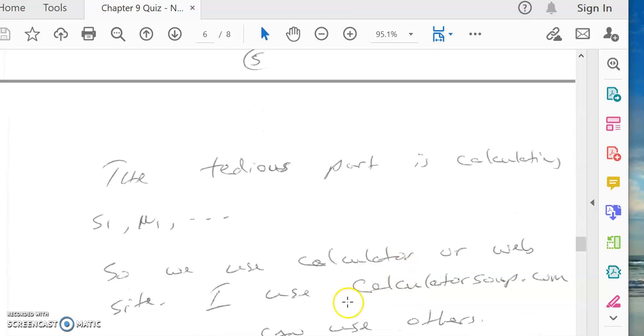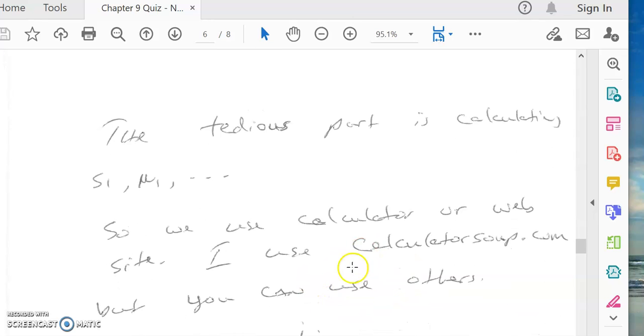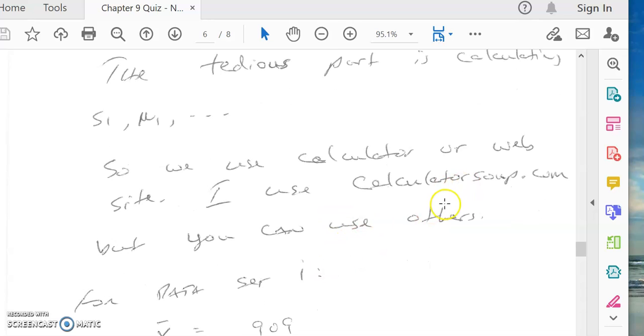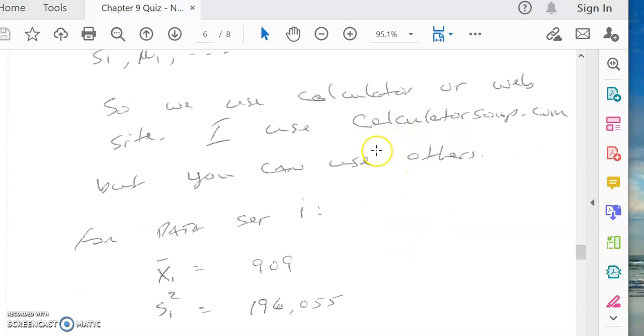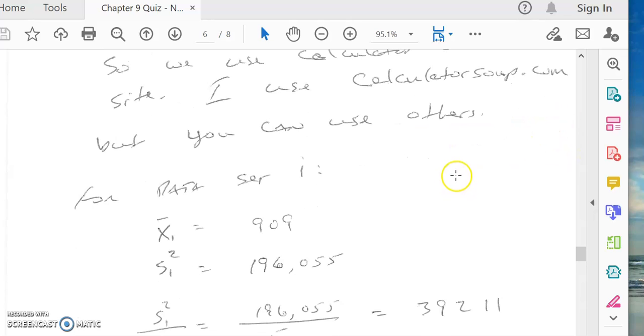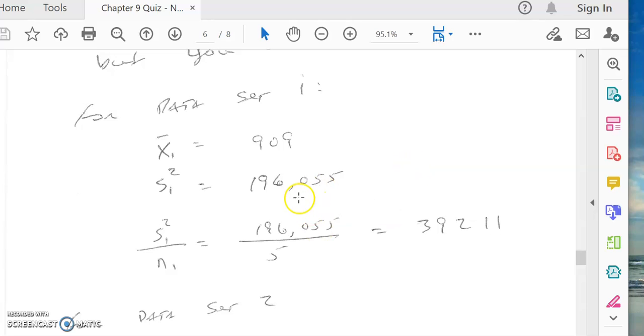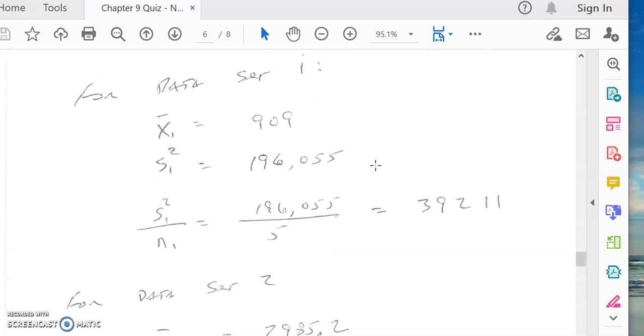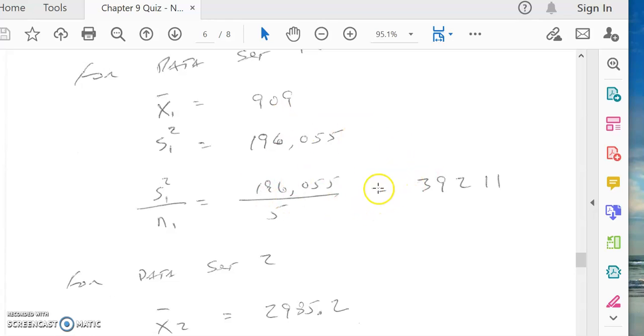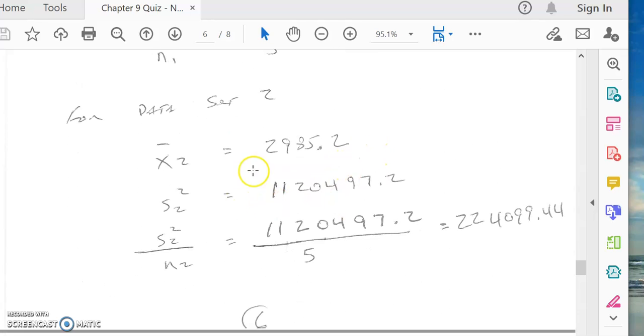Now, this next part is the tedious part, and I'm not recommending that you do it by hand. We're going to use a calculator for it. Use a calculator, or in my personal preference, use a website. I personally use www.calculatorsoup.com, but there are others. You can use whatever you want. So you punch that into your calculator or your website. This is what you come up with. You come up with an x bar of 909, blah blah blah. These are the inputs into that formula. For data set number 2, here's what you come up with. Again, it's just a matter of cranking it out.